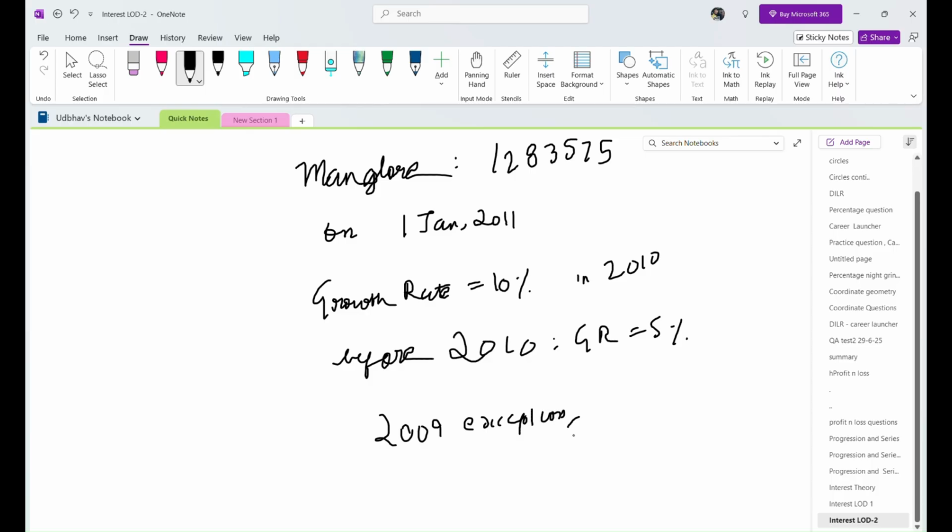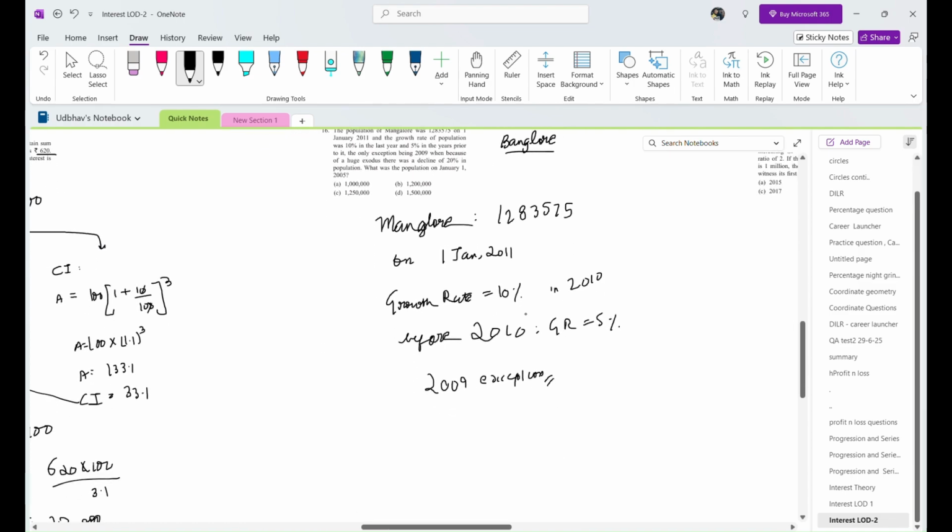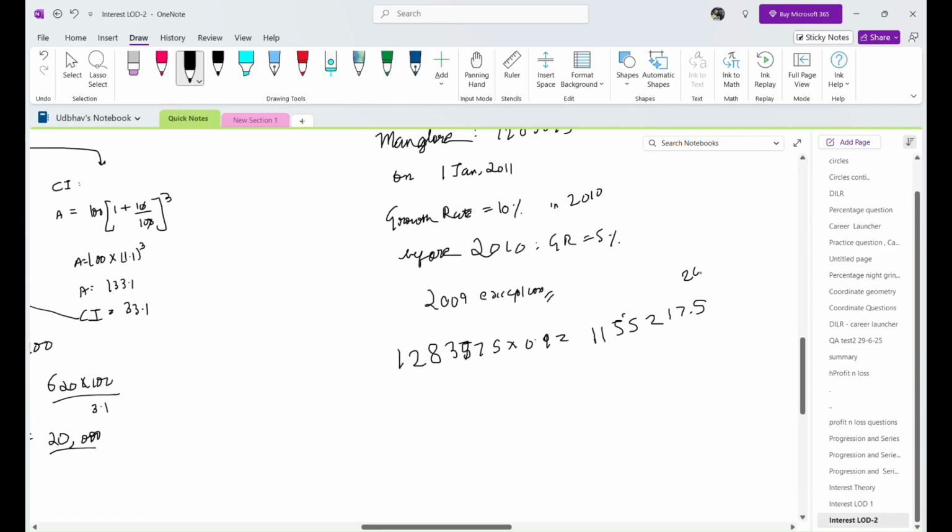Okay, so we are given the population of Mangalore in 2011. In 2010 the population would be less. By how much? By 10%. So 1283575 into 0.9, which will be 1155217.5. So this is the population in 2010.